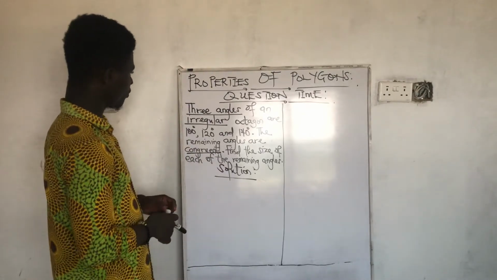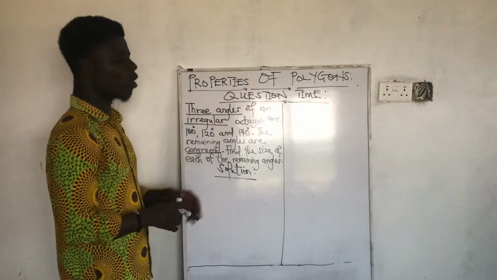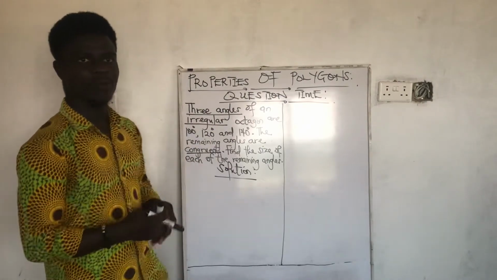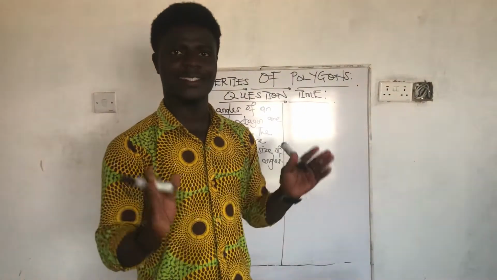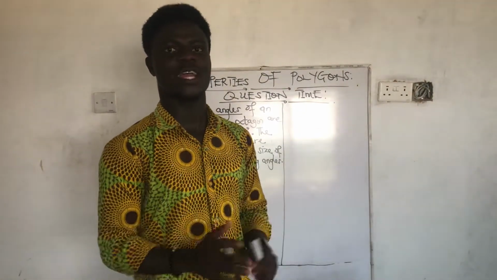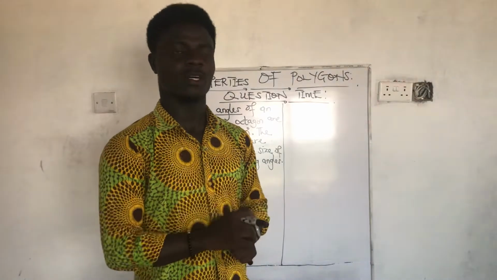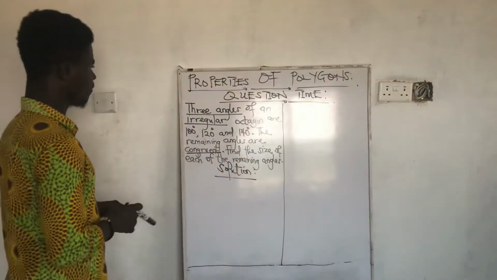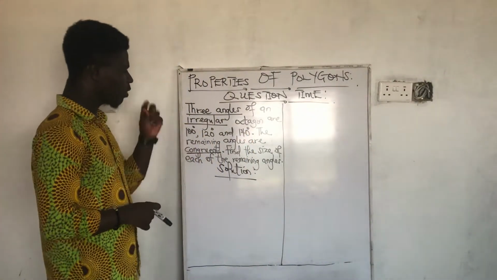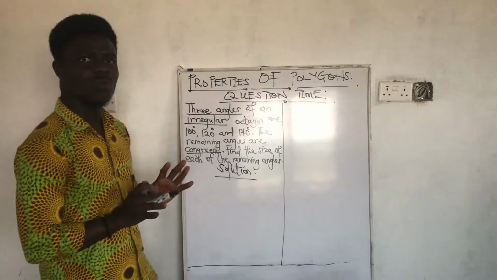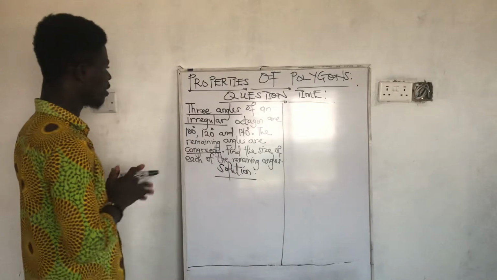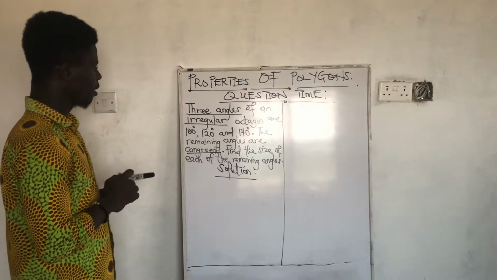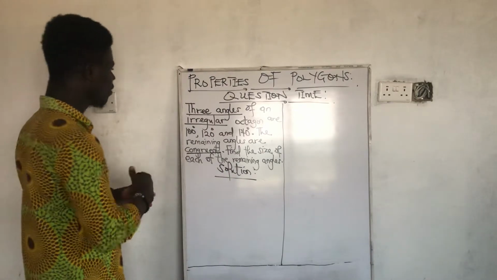Now, three angles of an irregular octagon. I believe you know irregular. Irregular octagon means that what? It has different sides and different interior angles. So we have been given three angles of an irregular octagon here. Then they said the remaining angles are congruent.